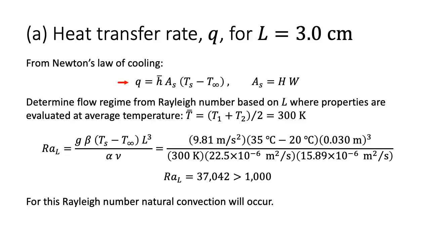For part A, to calculate the heat transfer rate, we will use Newton's law of cooling if advection occurs. To determine if this is the case, we evaluate the Rayleigh number at the average air temperature of 300 Kelvin. Substituting in values, we get a Rayleigh number of about 37,000. Recall that for vertical cavities, if the Rayleigh number is above 1,000, the buoyancy force will be large enough to overcome friction and natural convection will occur.